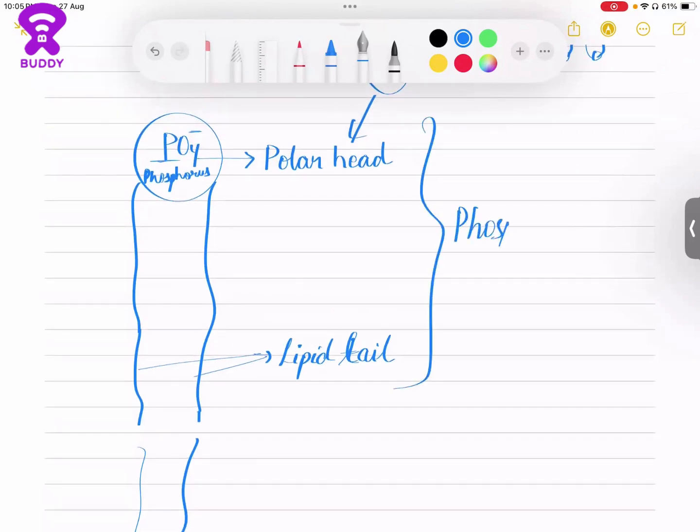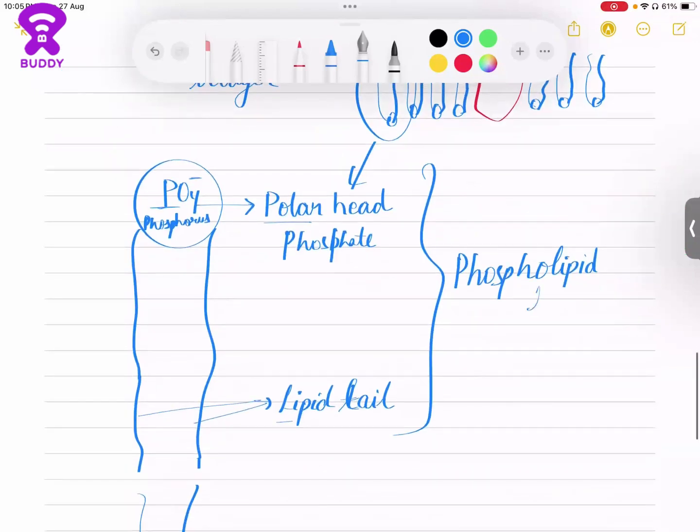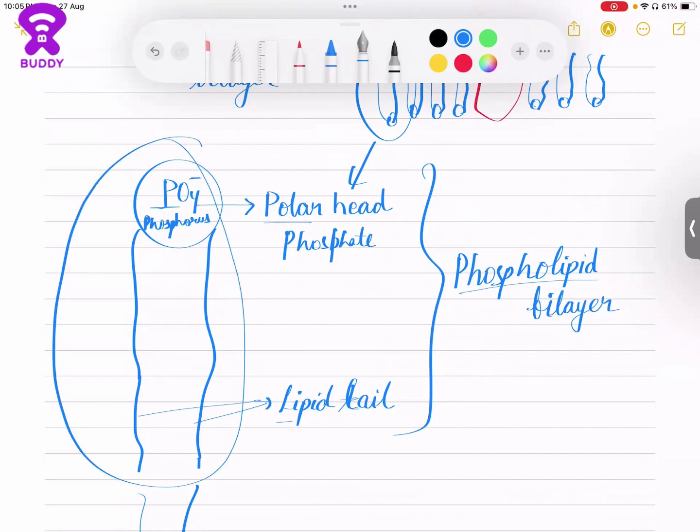One unit is called a phospholipid because the polar head is made up of phosphate, and we have a lipid tail, so we write it as phospholipid. And there are two layers, one layer above and one layer below, so we call it a phospholipid bilayer. That's the meaning behind the name. One unit is a phospholipid, and we have two layers, so we call it a phospholipid bilayer. Got my point? Everything clear?